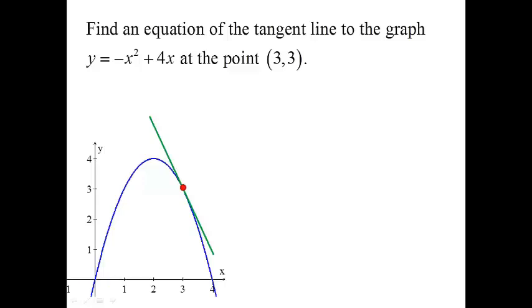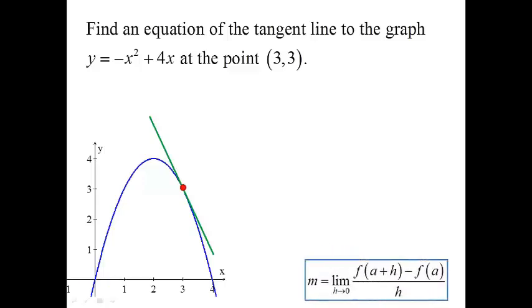Now we know that the slope of the tangent to the curve at any given point a is the limit as h approaches 0 of the function at a plus h minus the function at a, over h. And in our particular case, a is 3. So let's go ahead and find the slope of the tangent to the curve at the point 3.